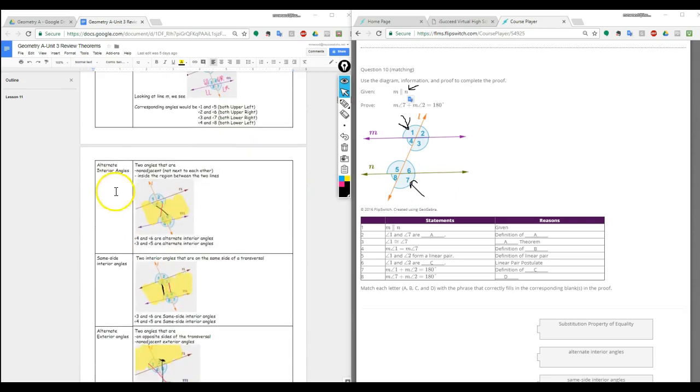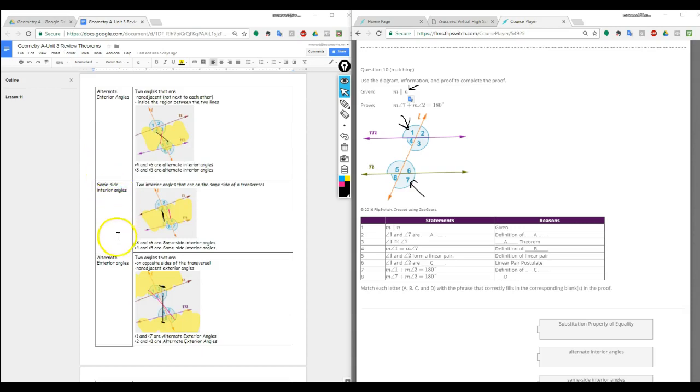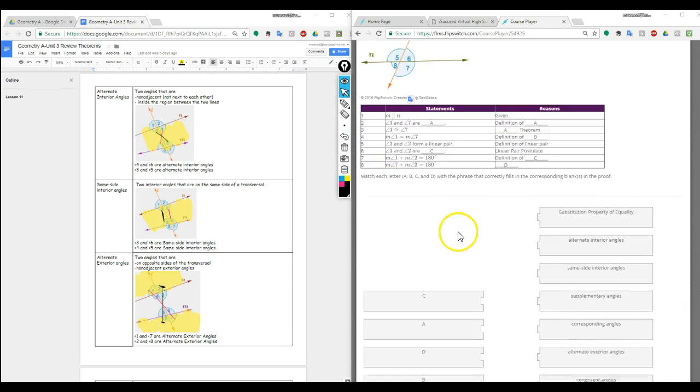And then I'm scanning, this is alternate interior. I need an exterior. So we scan down, same side, interior. Nope, they're not interior. Alternate exterior angles: two angles that are on opposite sides of the transversal and non-adjacent exterior angles. So I notice in this, angle 1 and angle 7 are alternate exterior angles. So that is what blank A would be. 1 and 7 are alternate exterior angles. So it's just defining what they are.